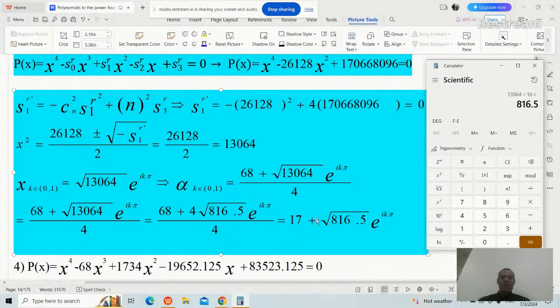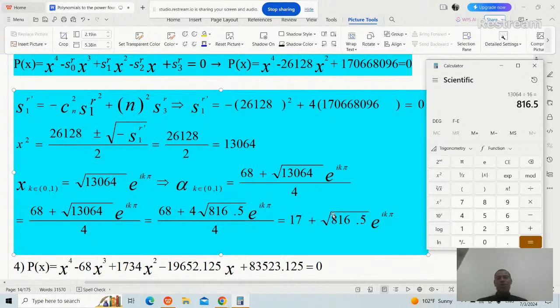So here we have a double root. When k equals 0, you will get 17 plus the root of 816.5. When k equals 1, you will get 17 minus the root of 816.5. So we have here, learners, 4 real roots. We don't have imaginary or complex roots.